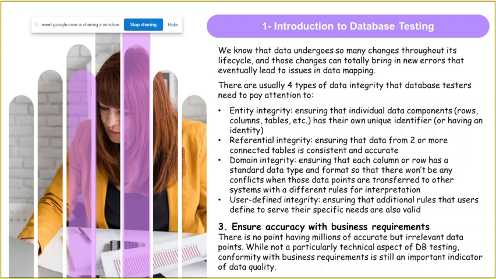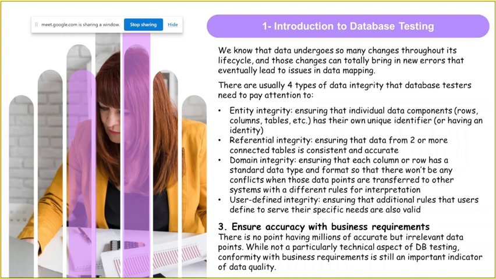It's because the requirement says so. It's what the requirement tells you to do. Like I told you in the last session, you don't test based on assumption, you test based on the requirement. So look at it, there is no point of having millions of accurate but irrelevant data points. You may have 2 plus 2 equal to 4 accurate, but it may not be relevant to the requirement.